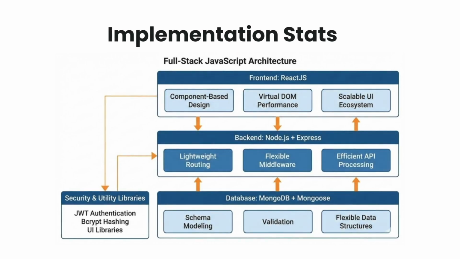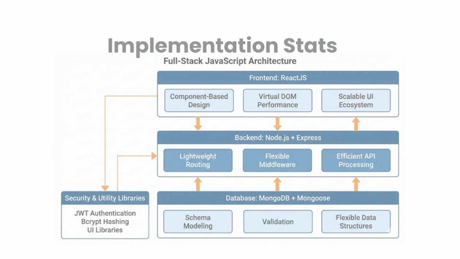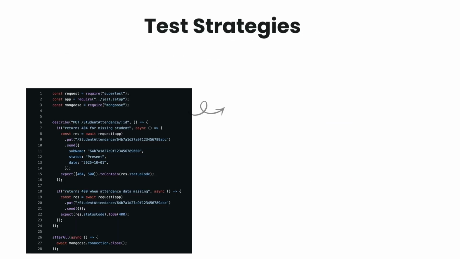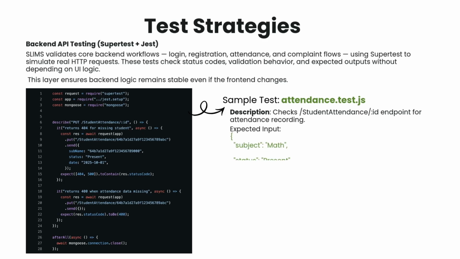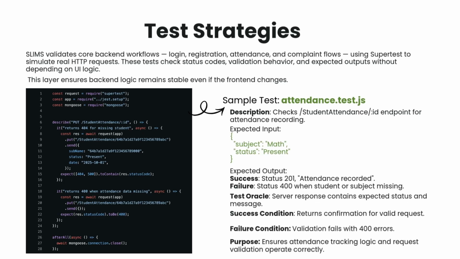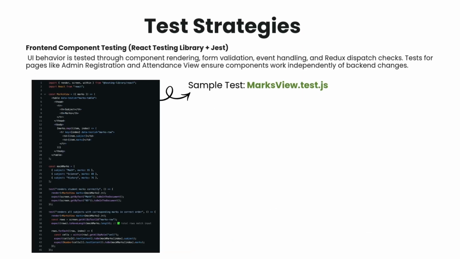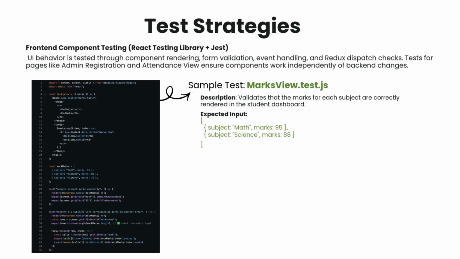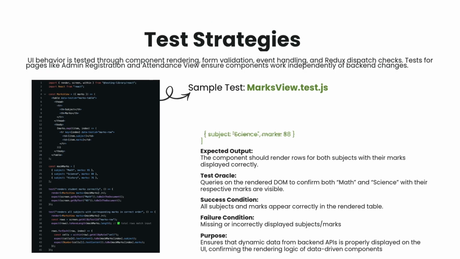We have the implemented status as JavaScript architecture throughout with front end in React.js, back end in Express, and MongoDB for database. These are our test strategies where we use Supertest for backend API testing along with Jest. We can see the sample test. And for the front end, we use React Testing Library for the UI testing along with Jest for validation of the different components, as we can see in the sample over here.